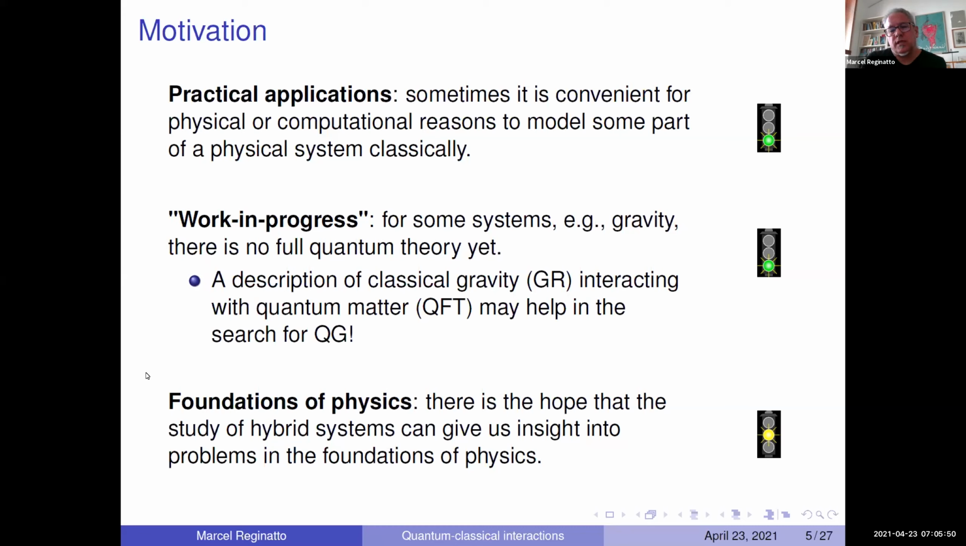There's also what I will call work in progress. And this is what has been brought to the forefront time and time again in this meeting. There's no full theory of quantum gravity, and the alternative of combining quantized matter fields with a classical gravitational field is very attractive. And I would point out there are two reasons why it's attractive. One is to see if there is a consistent way of doing this coupling.